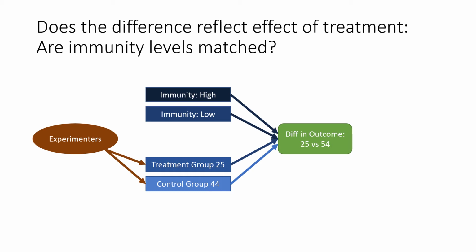But then the question again is, are the treatment group and the control group similar with respect to unknown factors? And one of the unknown factors is immunity. Some children have higher immunity levels to polio, and others have lower immunity and lower resistance. So if the treatment group and the control group are balanced in terms of immunity, then we can attribute the difference in the outcome to the treatment. But if they are not balanced, then we cannot be sure about this.